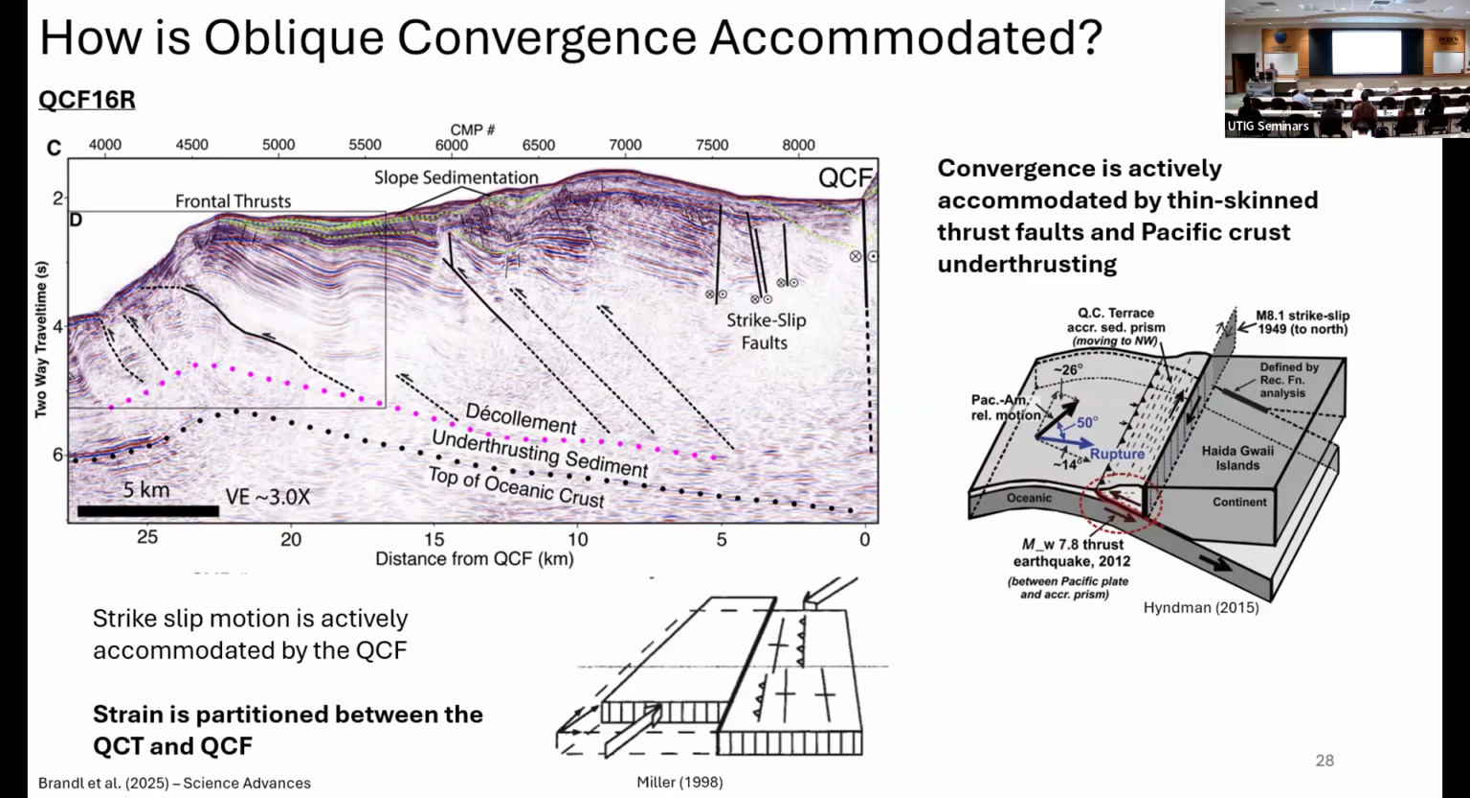Now we see some evidence that the strain partitioning probably deviates from the pure orthogonal case, as some of these frontal thrusts have quite complicated geometries that lead us to think that maybe there's some oblique motion being accommodated out here, which is not unheard of. That's something seen in models of crustal slivers. But predominantly, strain is being partitioned in the system as underthrusting and thin skin faulting accommodate the convergence.